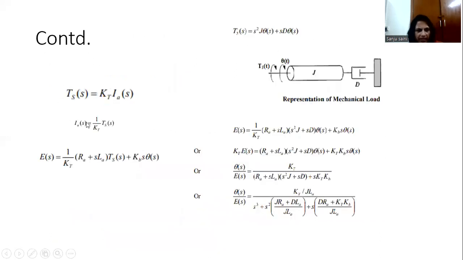Then the mechanical equation is T(s) is equal to Kt into Ia(s), so Ia(s) is equal to 1 divided by Kt times T(s). From this equation, we can write down this equation. Then we make the substitution within E(s), so we get the value of this E(s). The mechanical equation can also be written as equal to this. We combine all these together and get the ratio of the Laplace transform of theta(s) to the Laplace transform of E(s). This is the overall transfer function of the armature controlled DC motor.